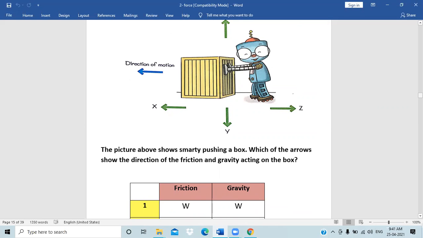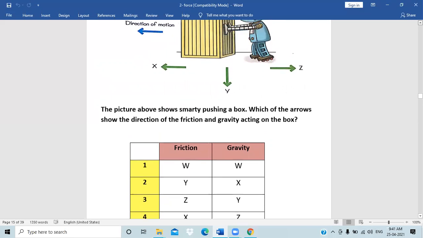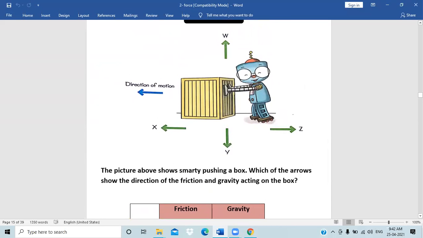Anyway, okay, Dana, right here you have choices. They want us to say which one is the friction force and which one is the gravity force. Is it W or X or Y or Z? Okay, so each one of the forces has a direction. All of the forces, each one of them, have a direction. And we talked about this while we were explaining the lesson.